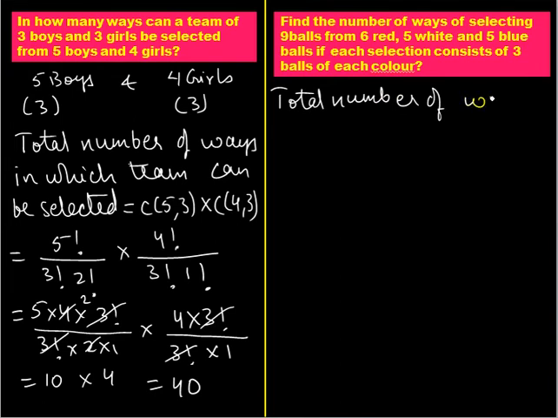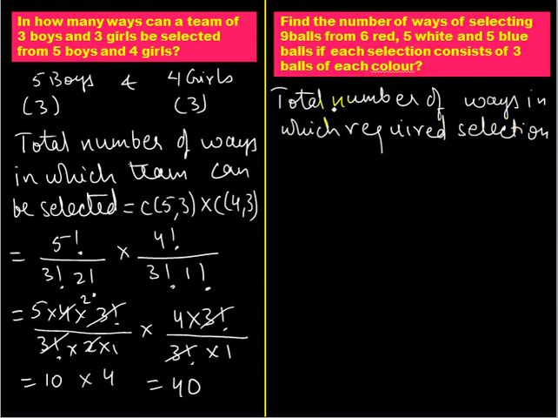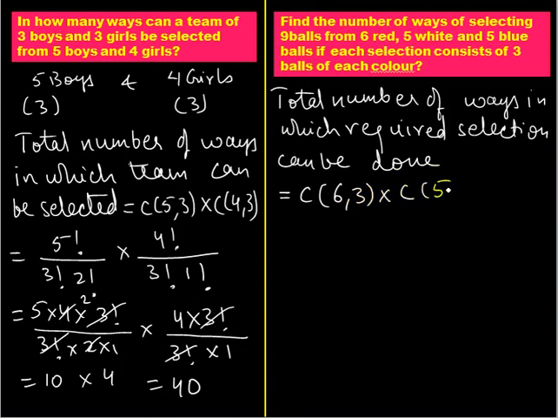Number of ways in which required selection can be done. When we write required selection, we are covering the given condition. So the total number of ways in which the required selection can be done will be equal to, let us start selecting now. Out of 6 red balls, we need to select 3, and simultaneously out of 5 white balls, you have to select 3, and out of 5 blue balls, you have to select 3 balls.